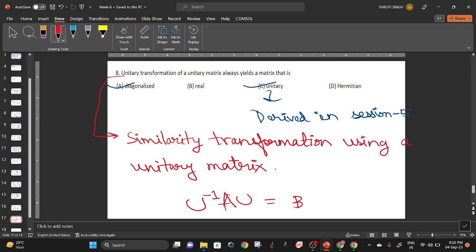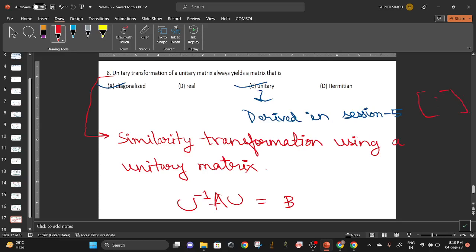So we do a unitary transformation to diagonalize the matrix. Diagonalization of a matrix means only the diagonal elements should exist, and the other elements should be zero. So this is a mathematical method to diagonalize any matrix. There are other methods as well, but this is one of them.